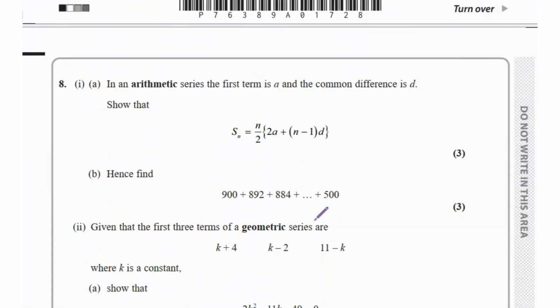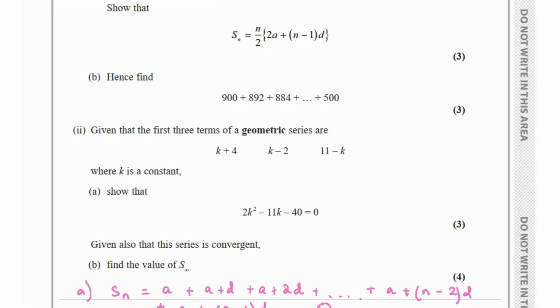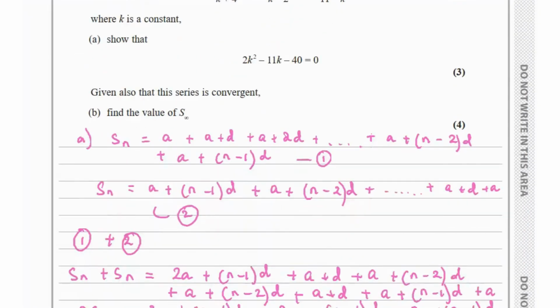Then it says hence find 900 plus 892 plus 884 plus so on till plus 500. So what I'm going to do in this case is find the first term, the common difference, and the n value, and then put them in the formula to find the sum of the given terms. So as we know, a is the first term, which is 900, and d is going to be the difference between two consecutive terms.